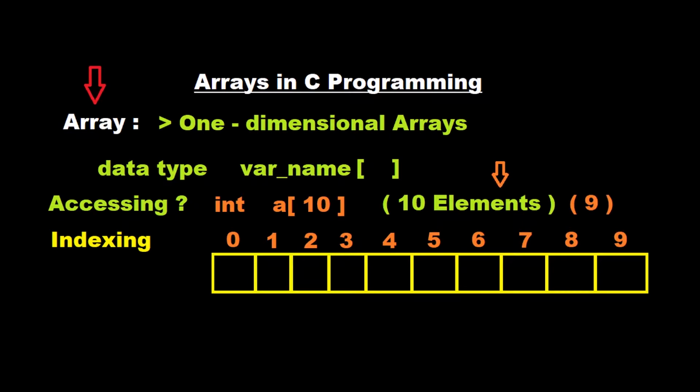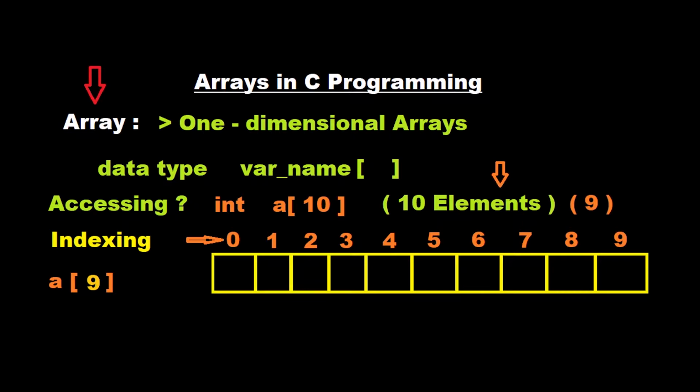10 minus 1 is equal to 9 because it is starting from 0. So if we want to access the first element, we can write a[0]. And if we want to access the last element, we can use a[9]. So this is how you can access the elements in an array. Now let us move on to the editor so that we can understand more about this one-dimensional array.